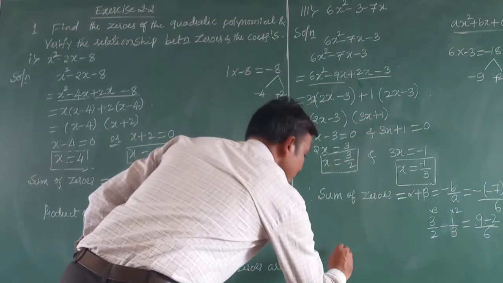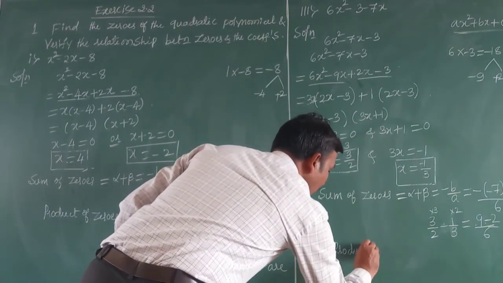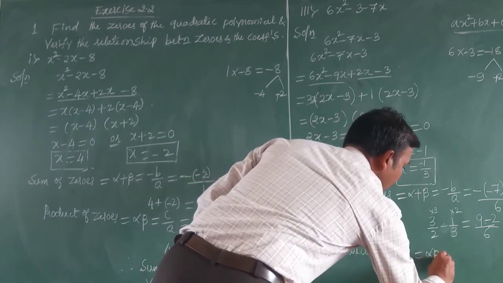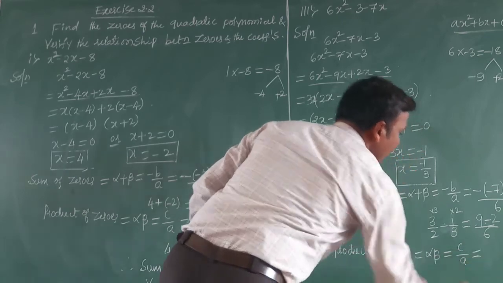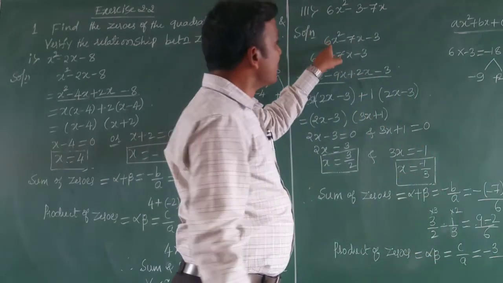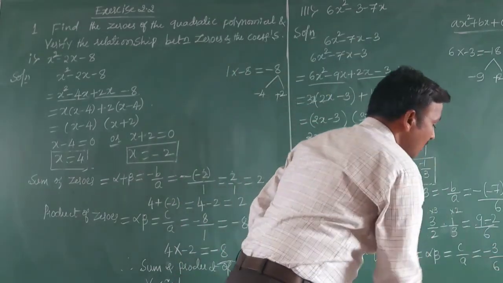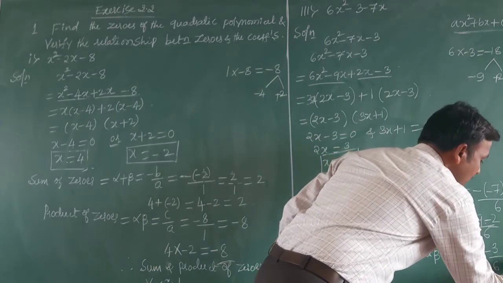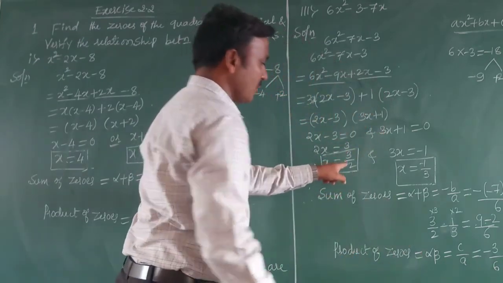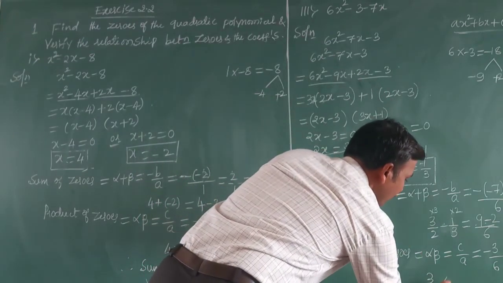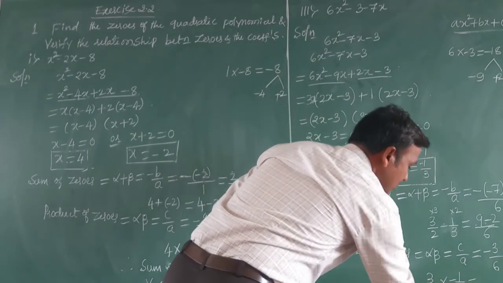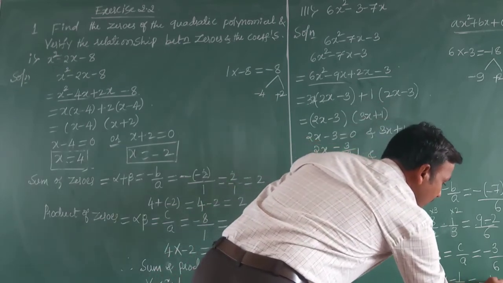Similarly, product of zeros is alpha beta is equal to c by a, a relation already known. c is the constant term, that is minus 3 with sign, divided by a, the coefficient of x square, which is 6. Minus 3 by 6 is nothing but minus 1 by 2. Now we have to find the product of the zeros. See, 3 by 2 into minus 1 by 3. This 3 and this 3 get cancelled. Minus 1 divided by 2.